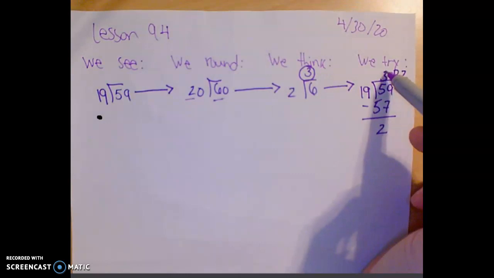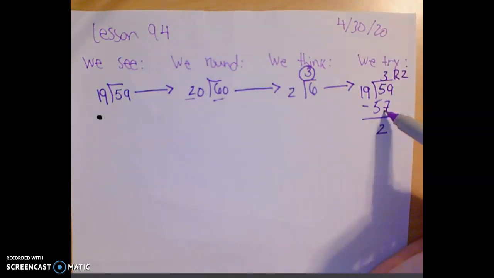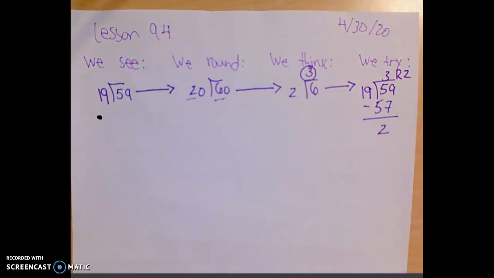So now I'm going to do 3. 19 times 3 is 57. That gives me a remainder of 2. So this is just another division trick to help make things a little bit easier on you.